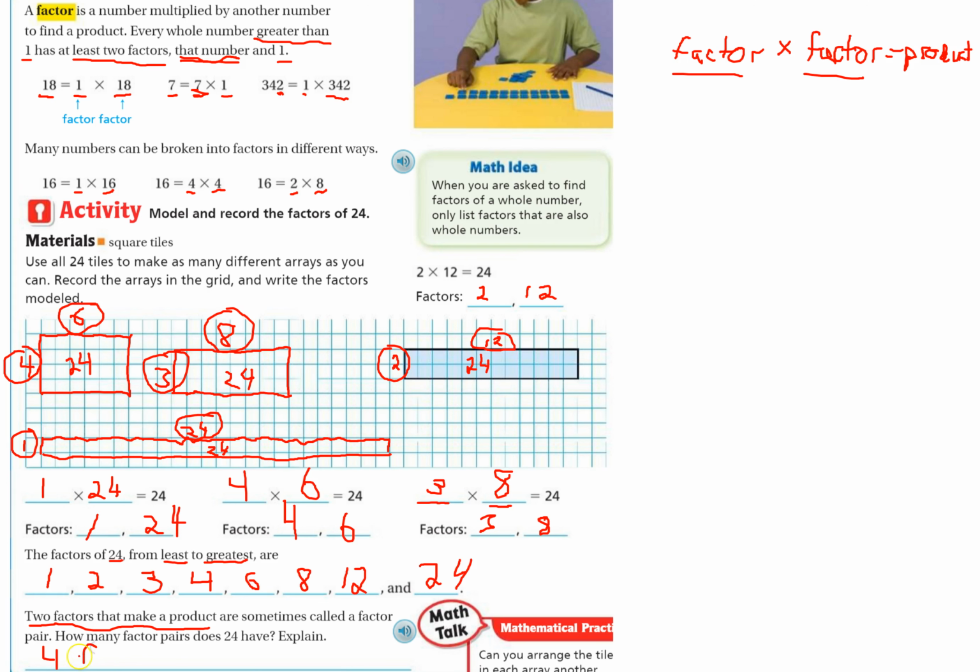4 factor pairs. That's supposed to be a P. Pairs.